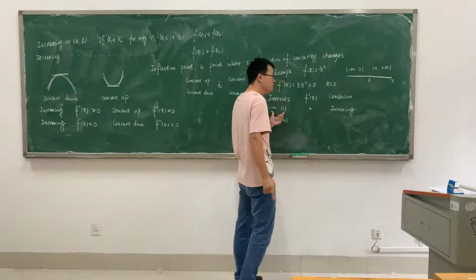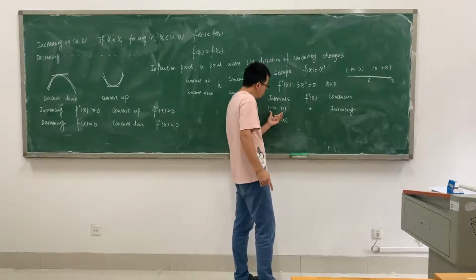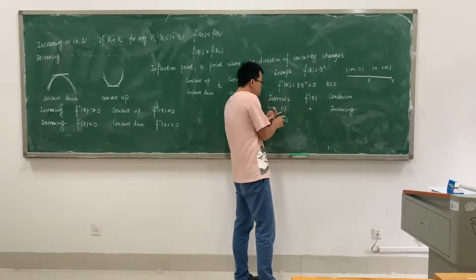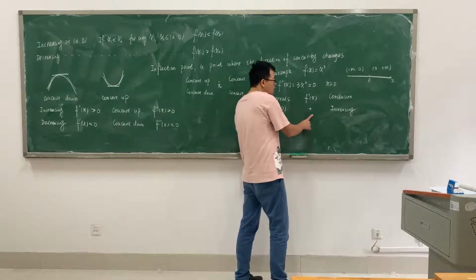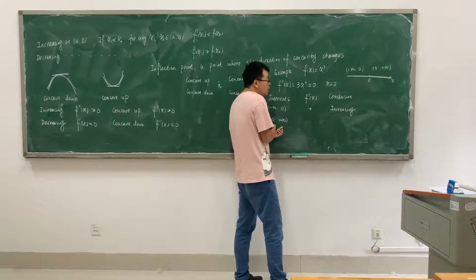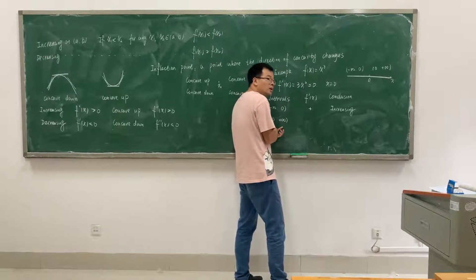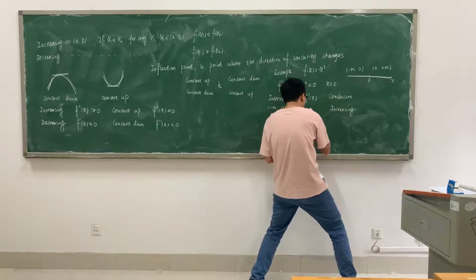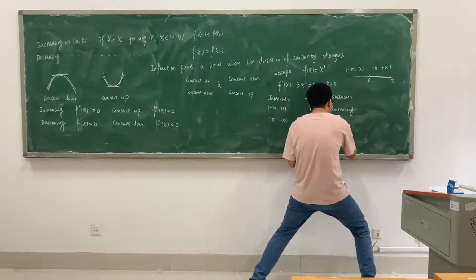So for the first interval, when x belongs to it, the derivative is greater than 0. And when x belongs to the second interval, 3x squared is also greater than 0, so it's also plus, and it's also increasing.